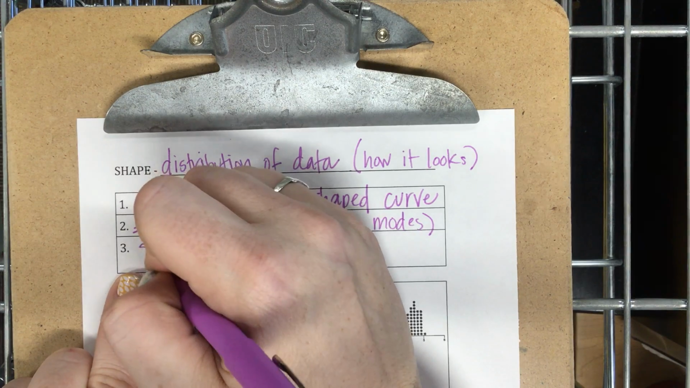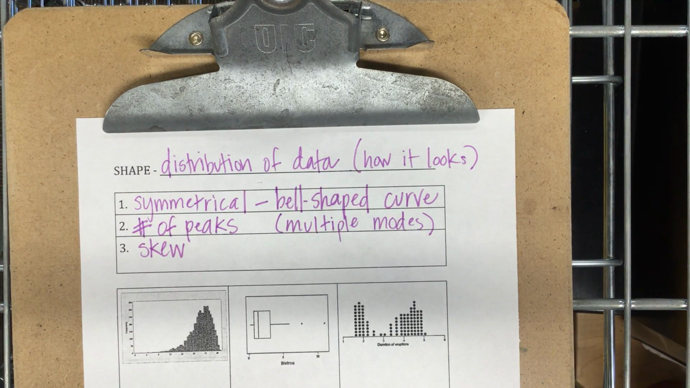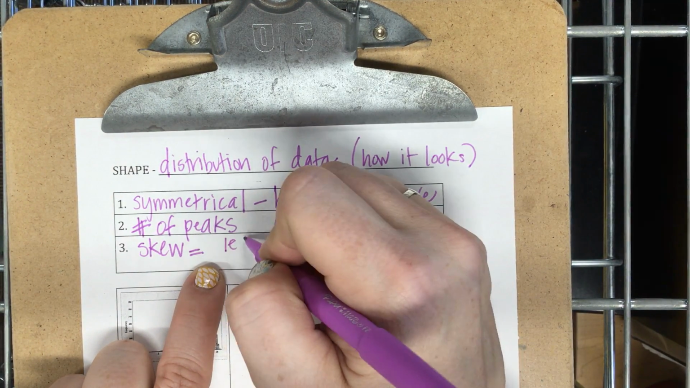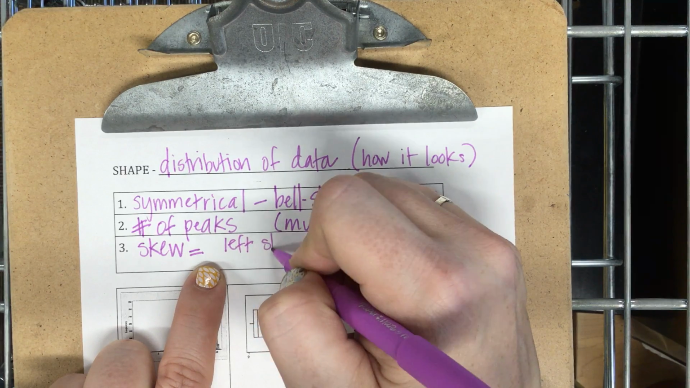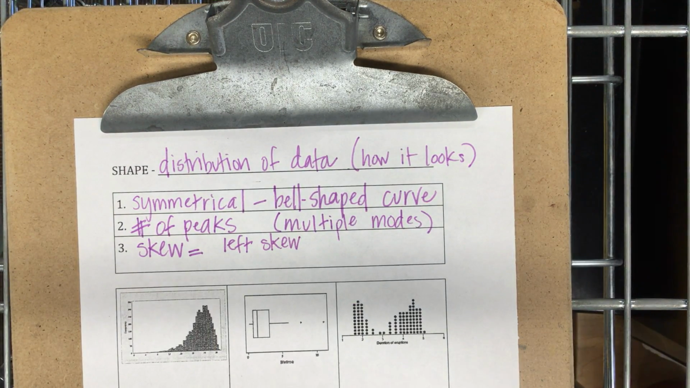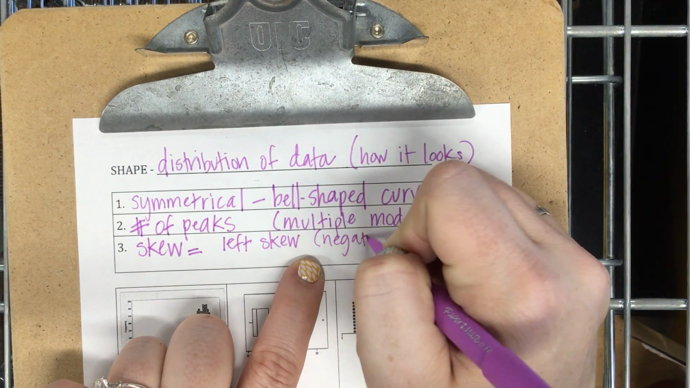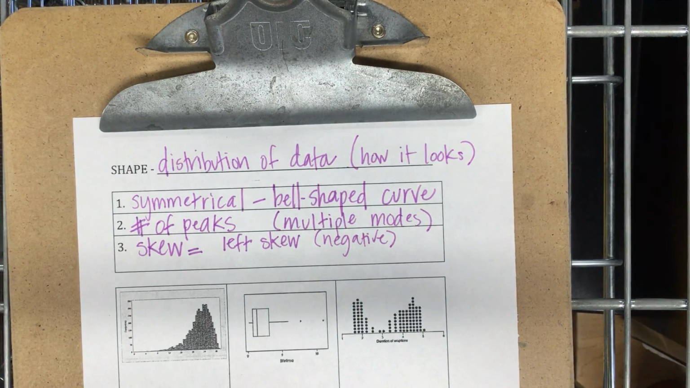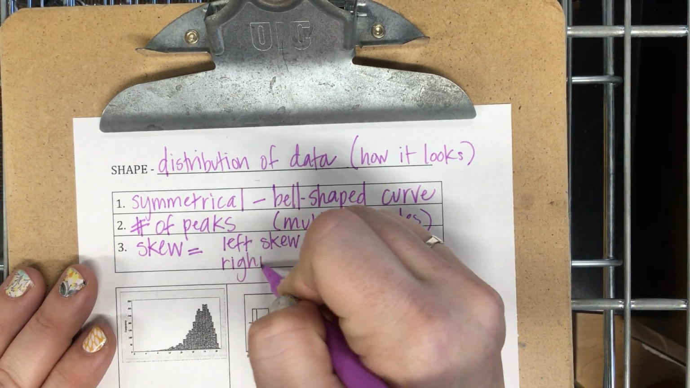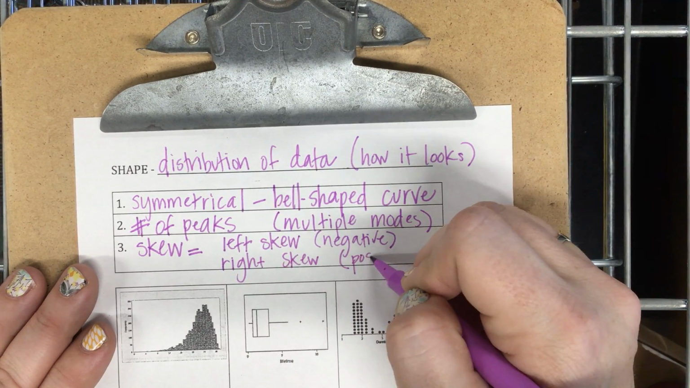We also talk about this idea of skew. So there is left skew. And if you think about a number line, on the left side of the number line, it's also called a negative skew. Or a right skew, meaning it's positive.